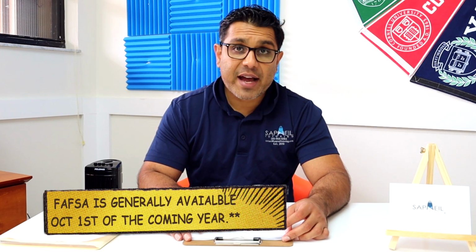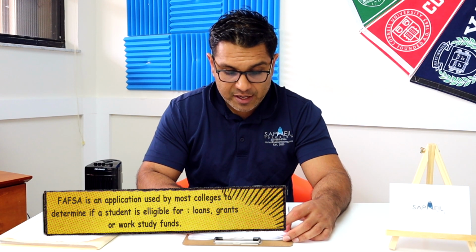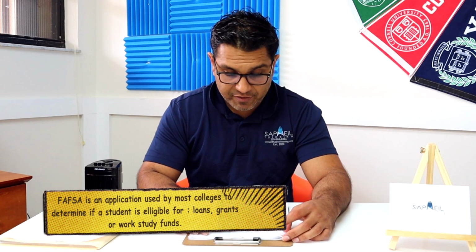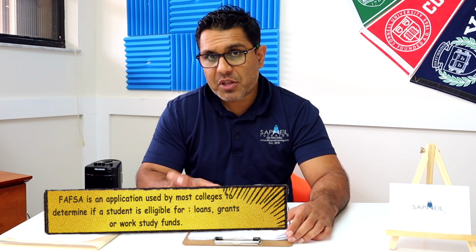So generally, they're made available October 1st of that coming year. The FAFSA is an application used by most colleges to determine if a student is eligible for aid through loans, grants, or work-study funds. Recently in 2023 and 2024, they changed the expected family contribution to a different metric on the FAFSA. We'll come out with a video in terms of what that metric means.